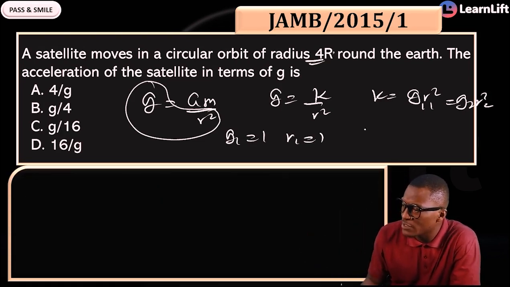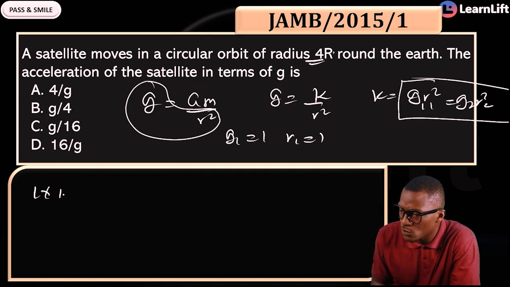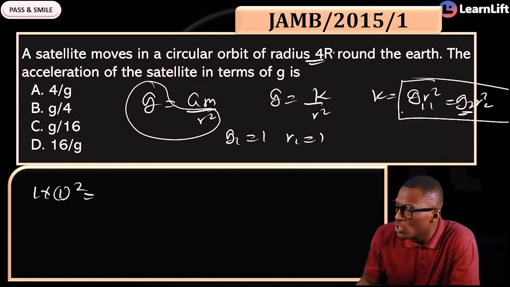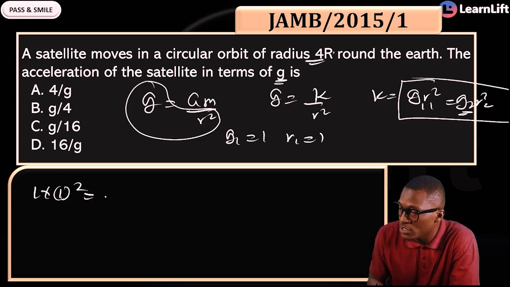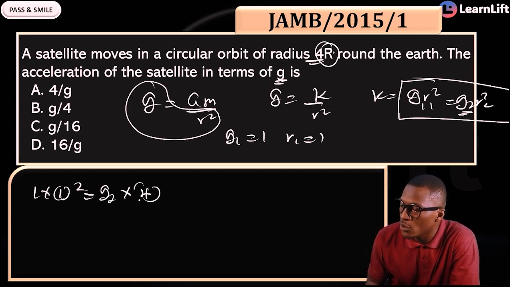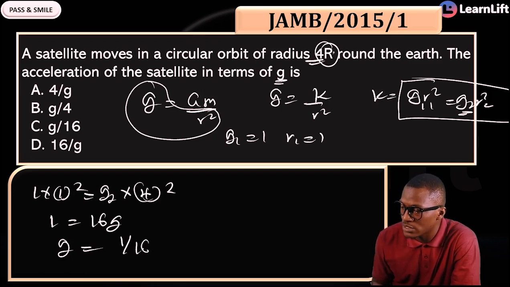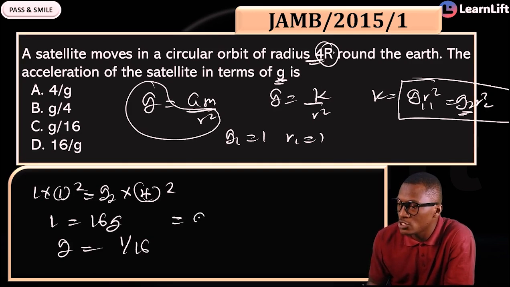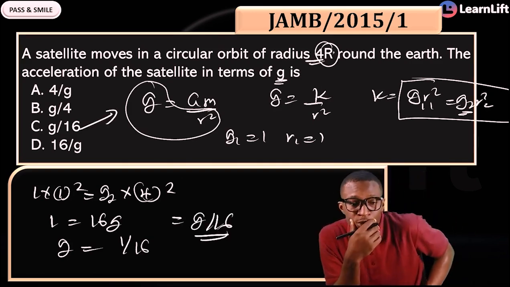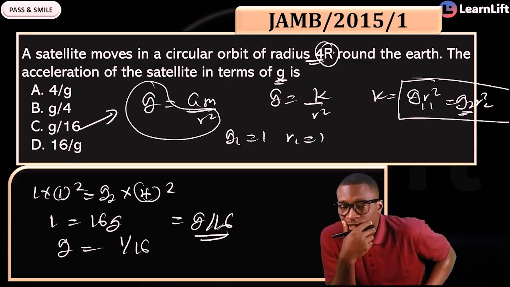So from this formula now, we can say g1 times r1 all squared, that's 1 times 1 all squared, is equal to g2, which is what we are looking for. They say the satellite is at a distance 4 times, so this will be g2 times 4 all squared. That will practically give me 1 is equal to 16 g. Is that correct? So what will g2 be? G will be equal to 1 over 16, which is the same thing as saying g all over 16, making option C the answer. Do you understand that? It's just simply a relation question. Or from here you cross multiply to give 16 all over g.